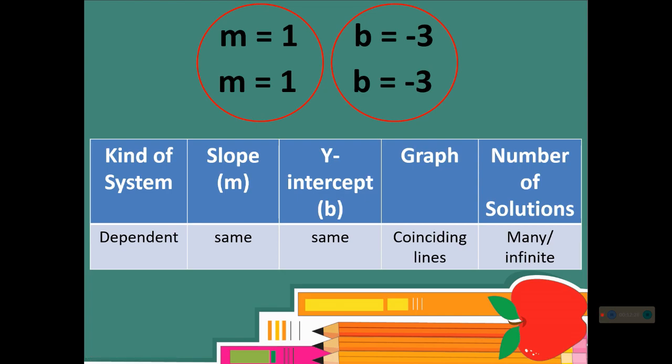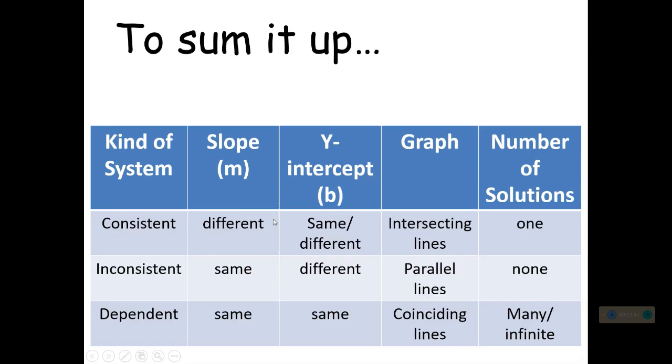Okay, so those are the methods on how you are going to categorize the graph even without graphing, by simply observing the values of our m and b. To sum it up, we have the kind of system, then we find the slope and the y-intercept, and then we can already distinguish the graph and the number of solutions. So again, even without graphing, if you have different slopes and same or different y-intercepts, your system will be consistent. The graph will be intersecting lines and there will be one solution.